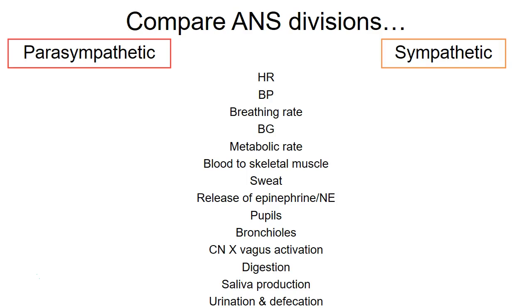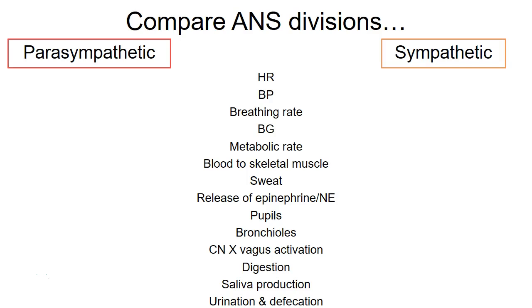All right, breathing rate. Parasympathetic, what would we expect? Should go down. Now I can write on the board here. Breathing rate for the sympathetic should go up. Blood glucose. For parasympathetic, what would we expect? Blood glucose should go down. Now if I ask the related question, what about glycogen production? Glycogen production should go up here, and it should be reduced there. But blood glucose should go up there. Everybody with me so far?